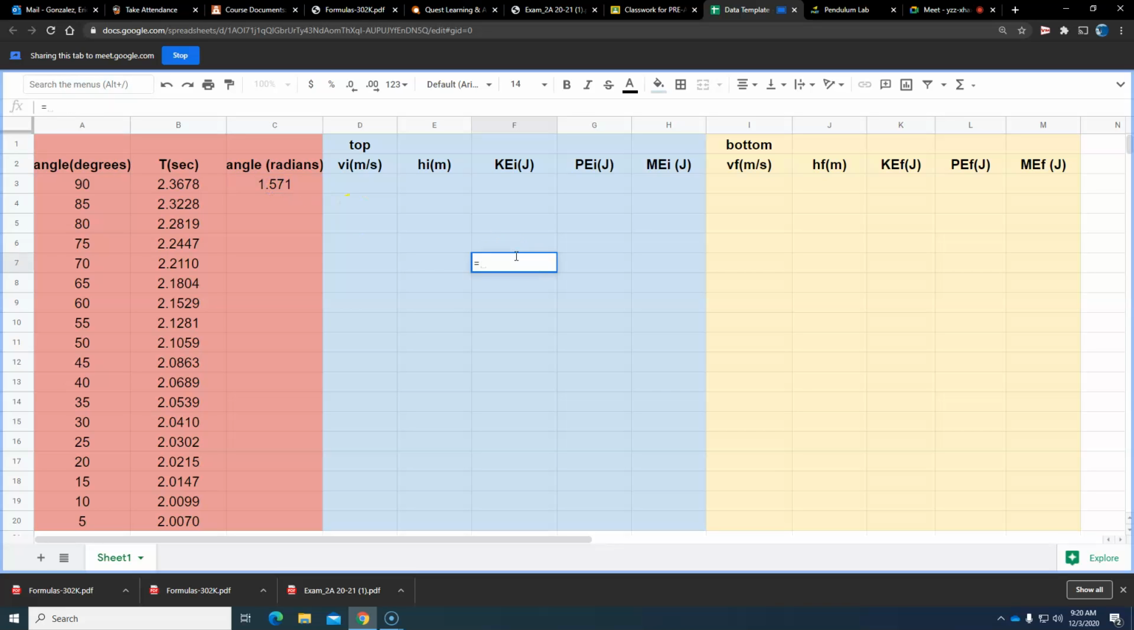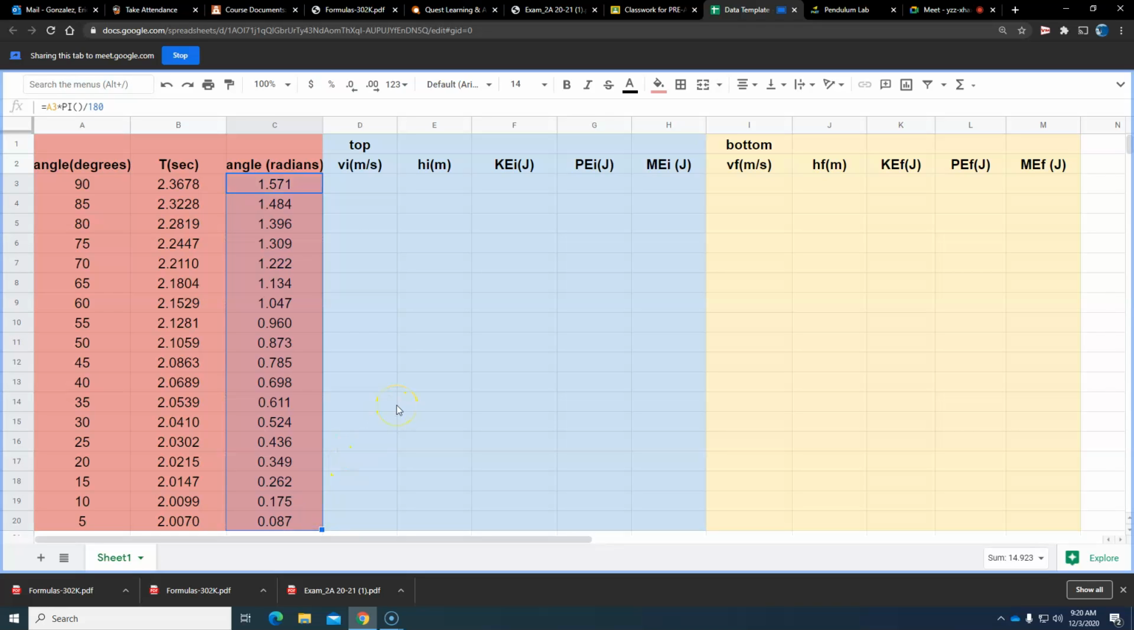Let me do it over here so you can see. So if you put pi parenthesis, you have pi with many decimal places. All right, so then you click it and drag it, and those are your angles in radians. The velocity at the top, you let it go, you release it. So the initial velocity is 0 at the top.